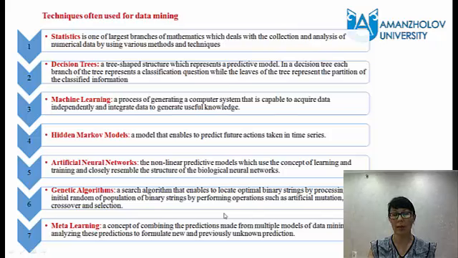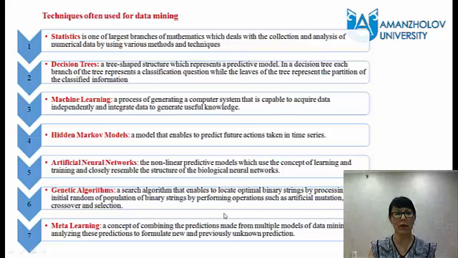Next, machine learning, a process of generating a computer system that is capable of acquiring data independently and integrating data to generate useful knowledge. Hidden Markov models, a model that enables us to predict future actions taken in time series. And artificial neural networks, non-linear predictive models based on the concept of learning and training, which closely resemble the structure of biological neural networks.